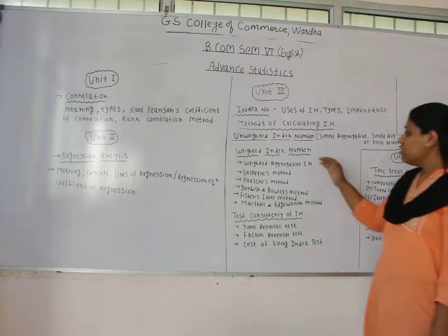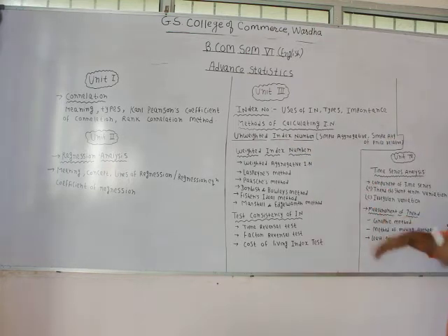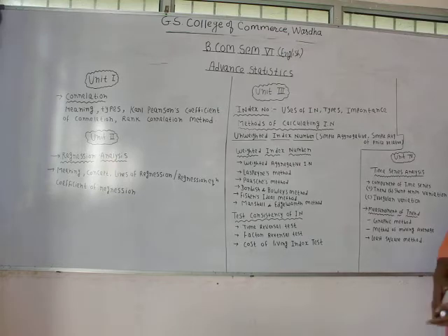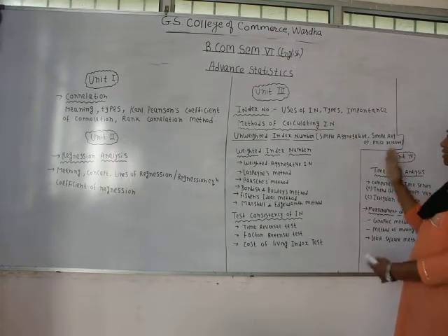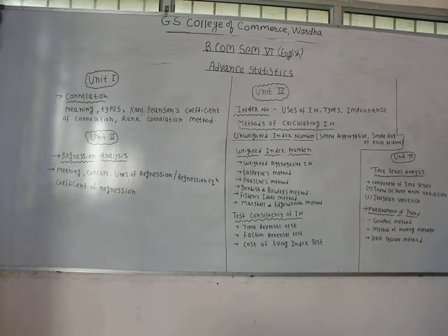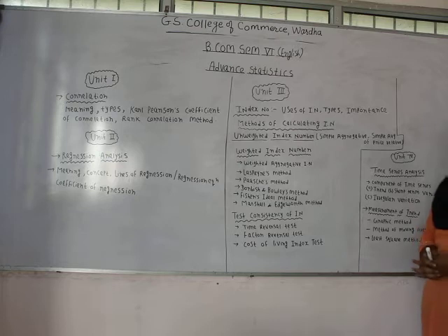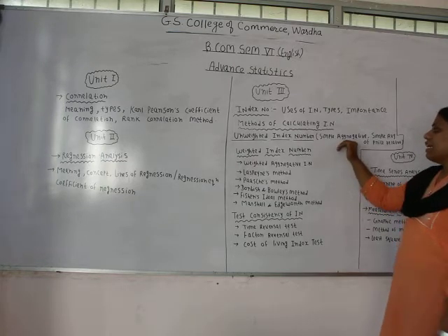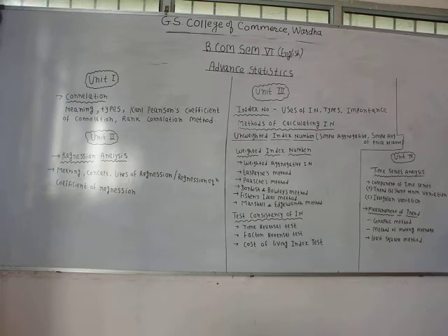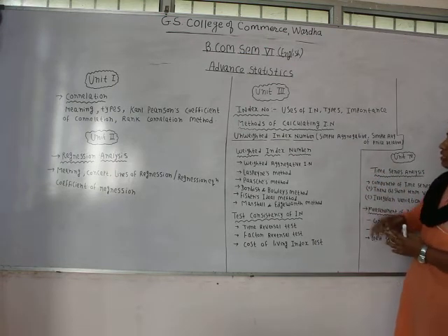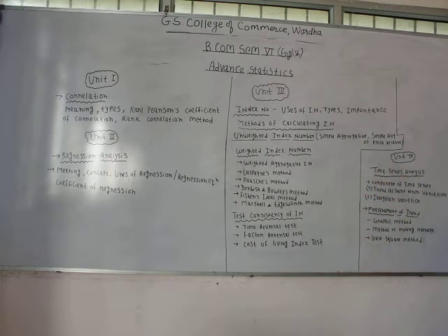The first one is unweighted index number. For calculating unweighted index number, we have been given two methods in our syllabus. The first method is the simple aggregative method. Here we are going to deal with the numerical problems related to the simple aggregative method. Then we will see the simple average of price relative method. Here also we will deal with some numerical problems for understanding this method.